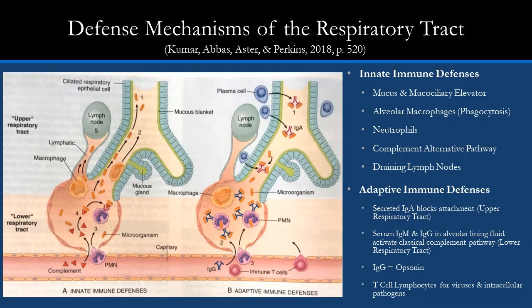There are also alveolar macrophages that function in phagocytosis, neutrophils which can engage in phagocytosis and also direct killing of pathogens, and other innate immune defenses in the lung include the complement alternative pathway and also draining lymph nodes.